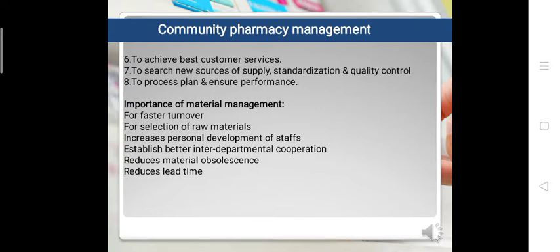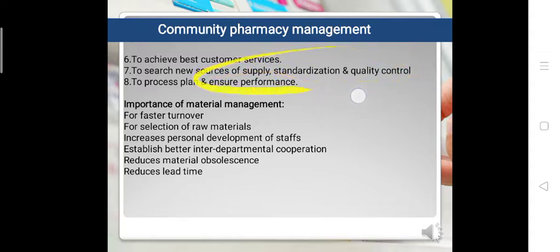Then to achieve the best customer services, ड्रग स्टोर है आपका, कम्युनिटी फार्मासिस्ट हो आप, आपका बिजनेस आपके कस्टमर सर्विस पर डिपेंड करता है, जितना अच्छा सर्विस देंगे उतना अच्छा स्टोर चलेगा, ठीक है? आफ्टर ऑल इट इज ऑल डिपेंडिंग ऑन यू ऑल, सो यू नीड टू अचीव अ बेस्ट टू गिव अ कस्टमर सर्विसेज. Then to search a new source of supply, standardization and quality control.